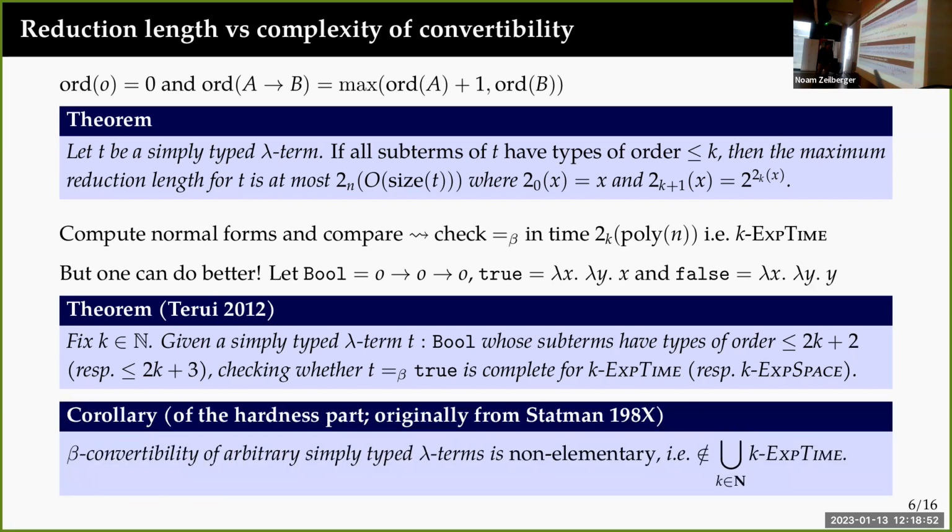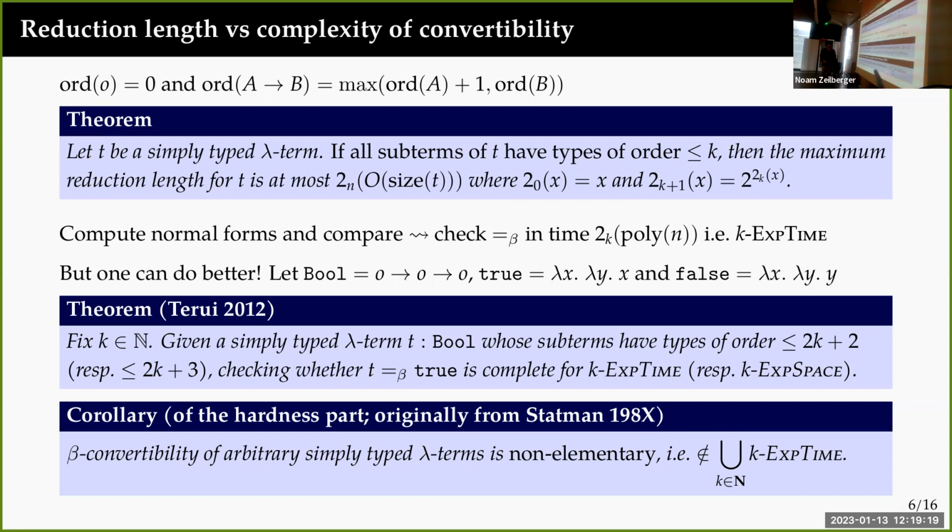In any case, if you are interested in having something without bounding the order, you get immediately as a corollary of the hardness part, since I've said this is complete for K-time, so it's hard for K-time. From this you get as a corollary that when you don't bound the order, the beta convertibility problem is decidable, but it's not in any of the K-time classes.